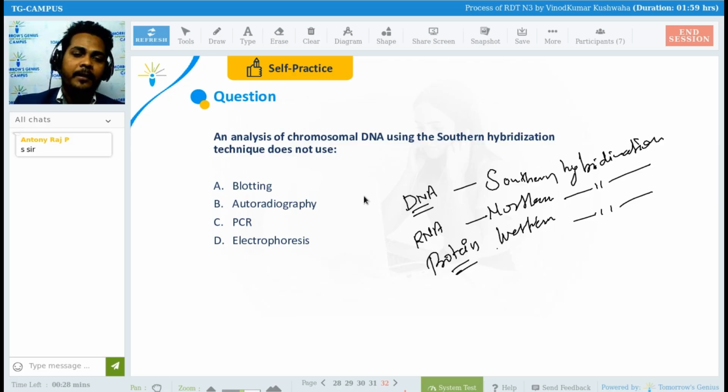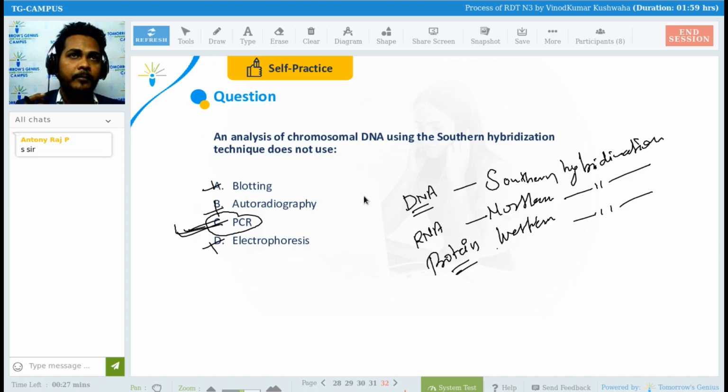Okay. Now, the topic is analysis of chromosomal DNA using the Southern hybridization technique. Which of these does not use blotting, autoradiography, PCR, electrophoresis? The right answer is PCR, because the remaining are all parts of hybridization: blotting hybridization, autoradiography, right? But PCR is not part of this. So yes, definitely C is the right answer, and the others are wrong.